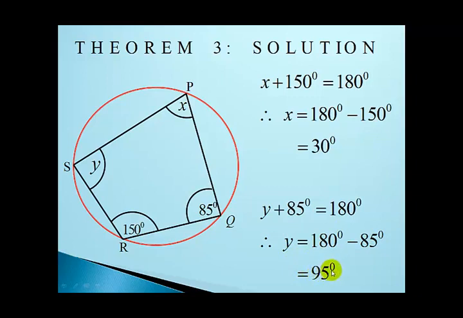Take note that the angle Y and the angle 85 degrees are opposite angles within the quadrilateral, and so Y plus 85 degrees is equal to 180 degrees. Therefore, making Y the subject, plus 85 degrees on the left hand side becomes minus 85 on the right hand side. So we have Y is equal to 180 degrees minus 85 degrees, and this is equal to 95 degrees.